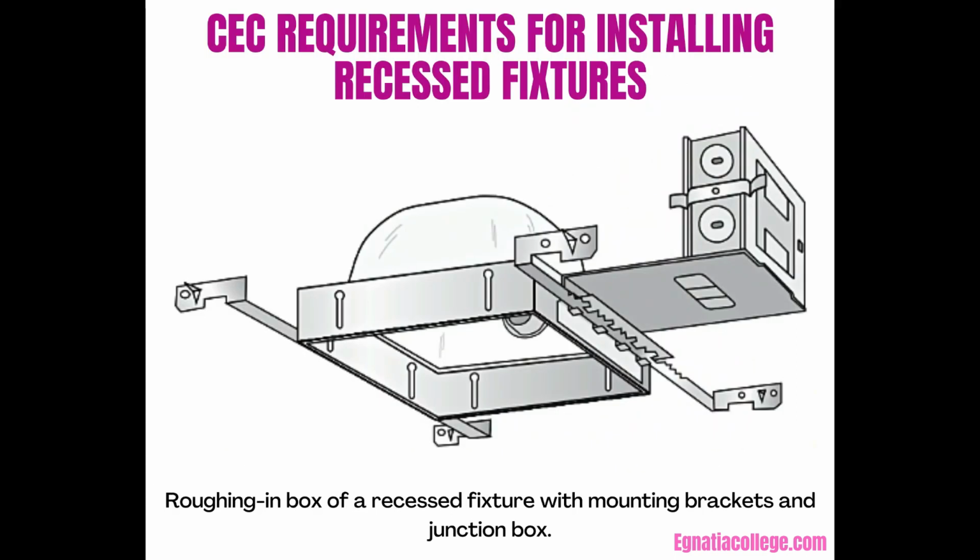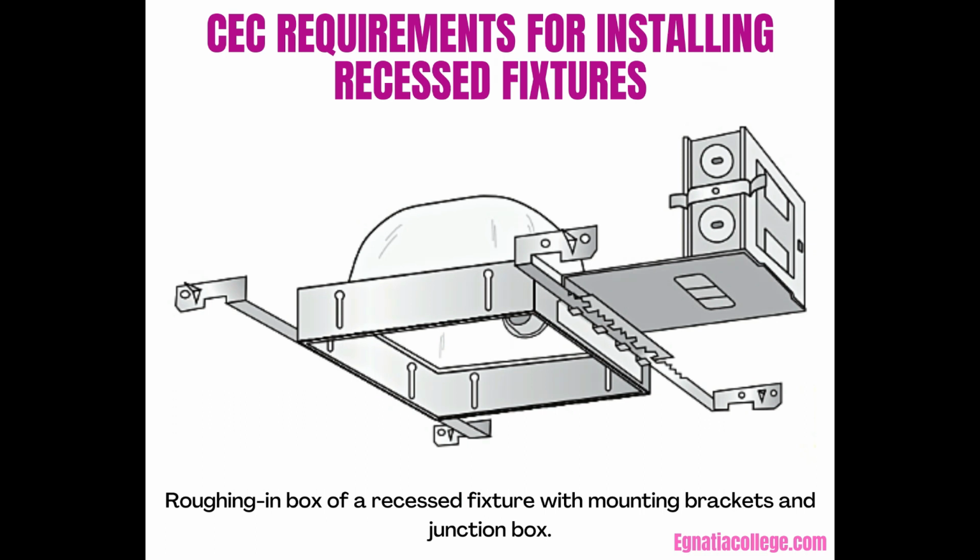CEC requirements for installing recessed fixtures. CEC Rules 30-308, 30-408, and 30-900 through 30-912 list requirements for the installation and construction of recessed fixtures. Of particular importance are the restrictions on conductor temperature ratings, fixture clearances from combustible materials, and maximum lamp wattages. Recessed fixtures generate a great deal of heat within the enclosure, making them a fire hazard if they are not wired and installed properly.